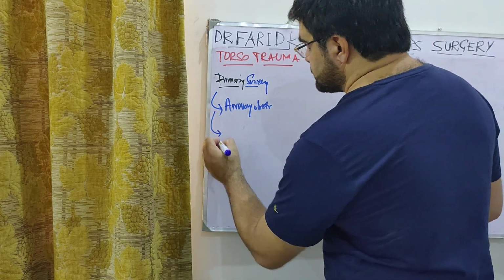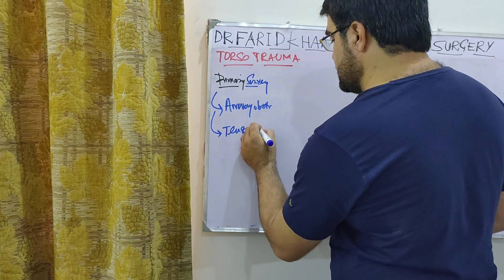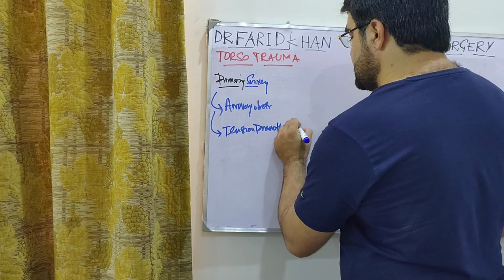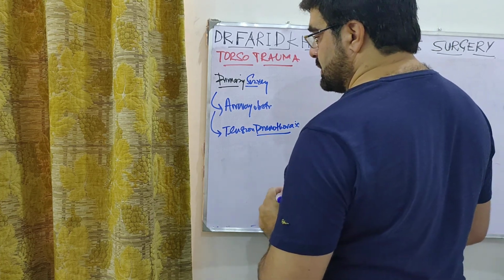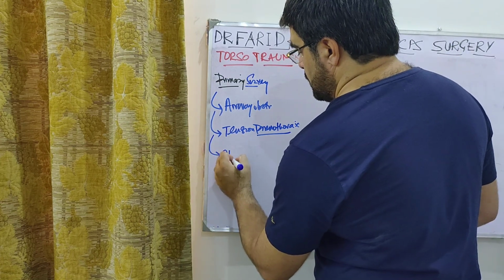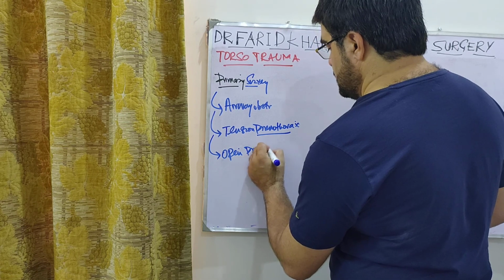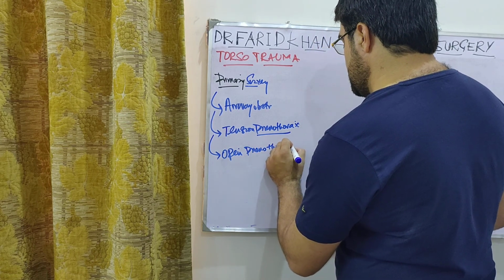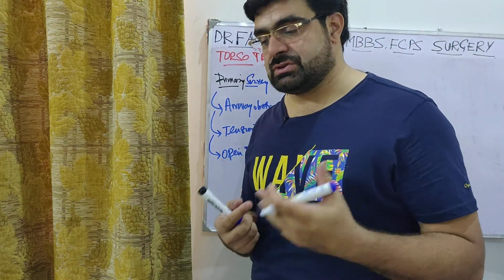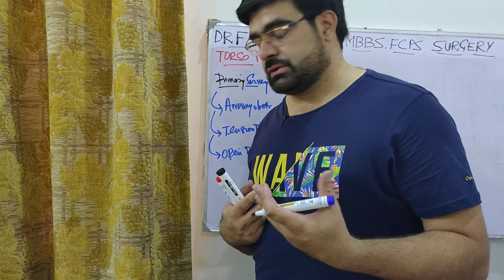Then is the tension pneumothorax. Pneumothorax means extra air in the pleural cavity. Open pneumothorax: open wound in the chest. How to manage the open sucking wound which can cause pneumothorax.